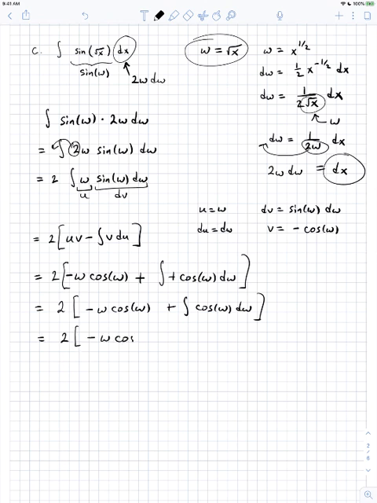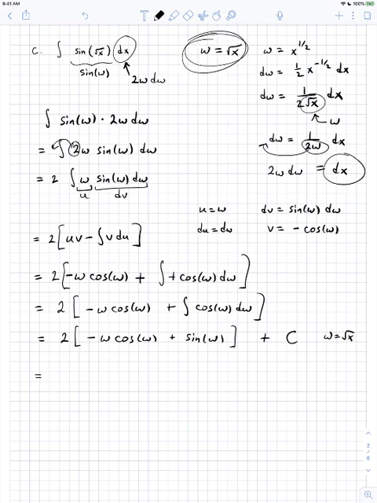Minus w cosine w. Okay, an antiderivative of cosine is sine. Now we're looking for the general antiderivative. The indefinite integral is the general antiderivative, so we put a plus c there. Now we're not done with this problem because our problem started off in terms of x's. We had x's here, so it needs to finish in terms of x's. So wherever you see a w, you need to put in a square root of x. w equals the square root of x.